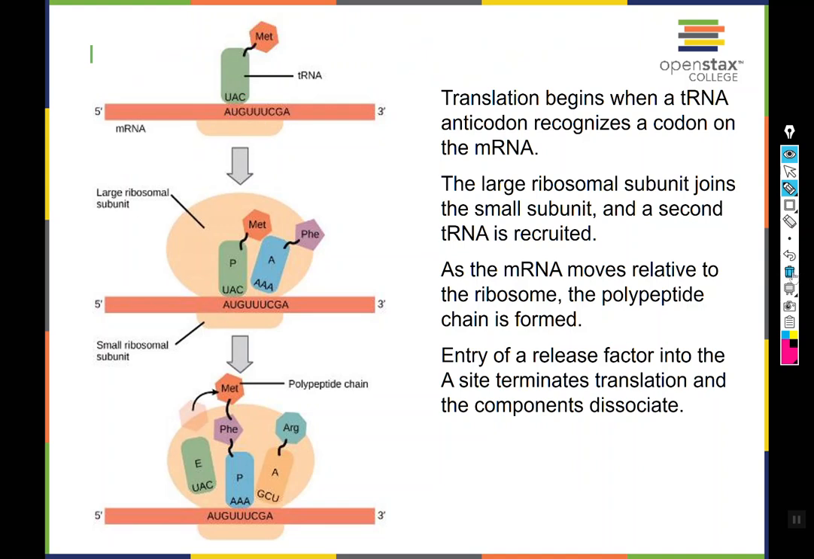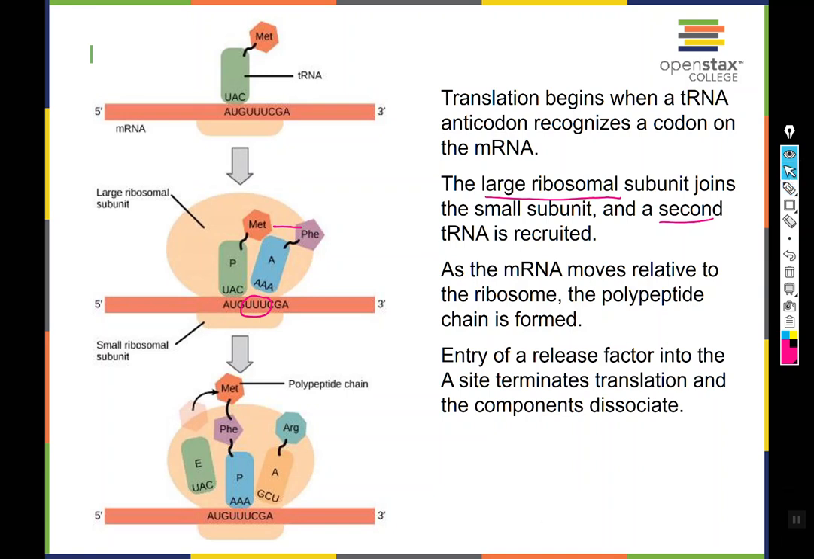Okay, so once the methionine-carrying tRNA has landed, that causes the recruitment of the large ribosomal subunit. And it permits a second tRNA to arrive. And the reason we're being vague about a second tRNA is because which one it is in particular depends on what the next codon says. So the complementarity between the mRNA and the tRNA is what controls the order of amino acids that are added to the chain.